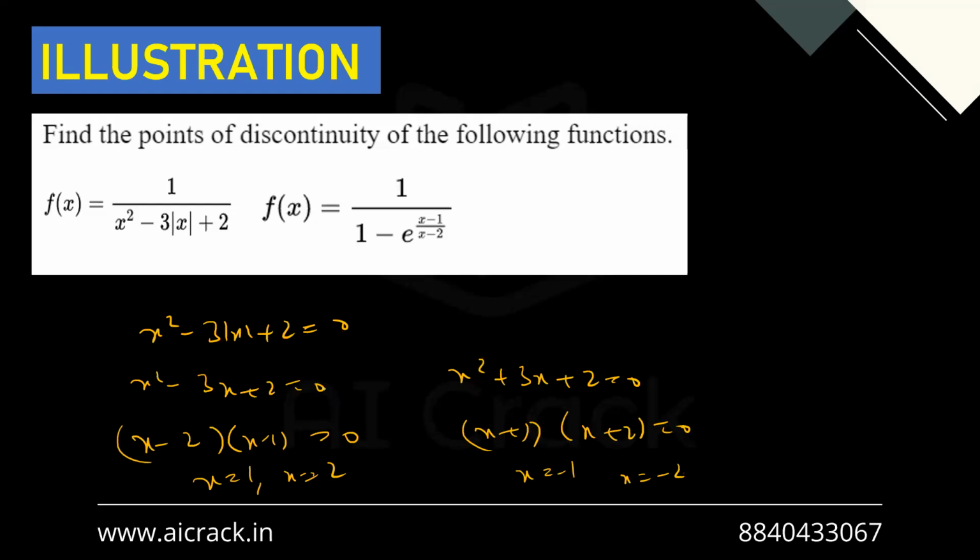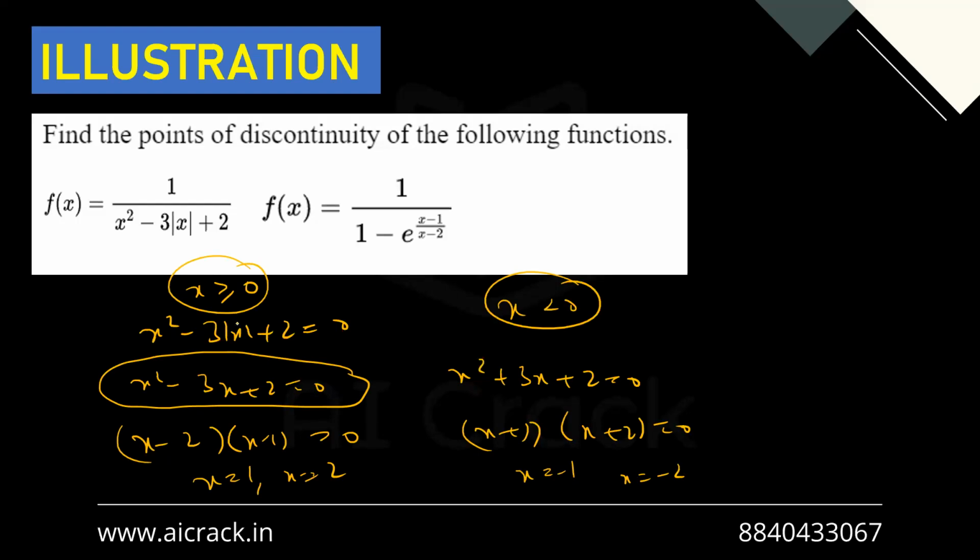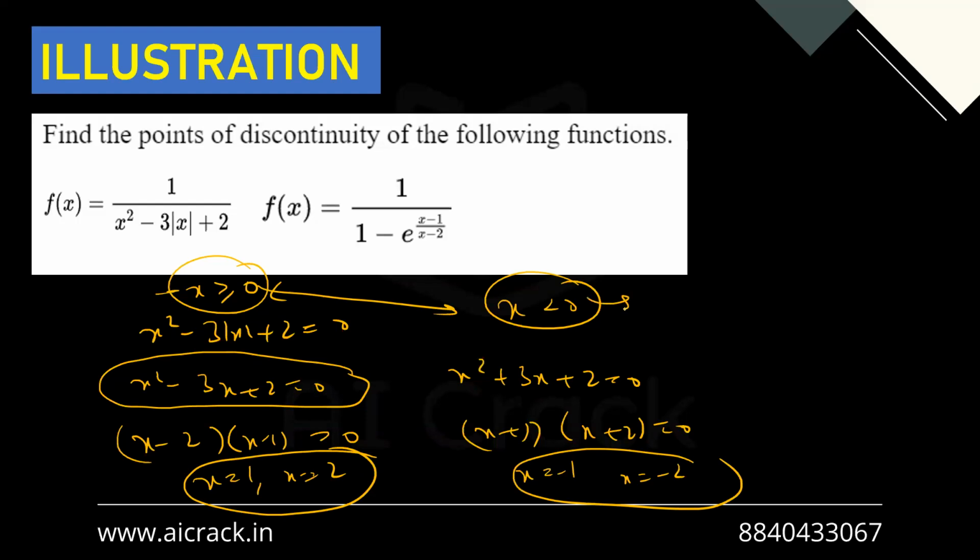Now, the important thing is, when we're opening this bracket as positive, we're assuming that x is greater than or equal to 0. For this case, we're assuming that x is less than 0, because over here we are opening up the modulus with a positive sign, and over here with a negative sign. So we have to assume these conditions before opening up these brackets. And now, of the values we've got, 1 and 2 satisfy this condition, and minus 1 and minus 2 satisfy this condition. So that's why we have 4 points for this function to be discontinuous, right? 1, 2, minus 1, minus 2.